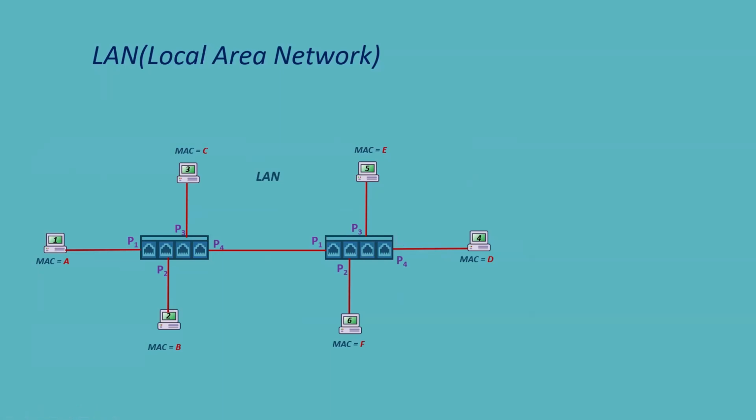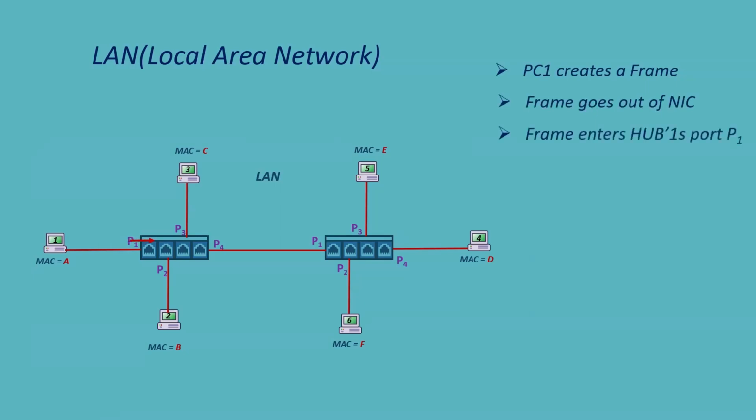PC1 wants to send data. Let us say it wants to send data to all, a broadcast. So it creates a frame, and the frame goes out of the NIC like this. The frame enters hub port P1. Remember the property of the hub: when it receives a frame, it blindly makes copies of it and floods them out of the other ports. In this case, it has received it on port 1, so it will make copies for P2, P3, and P4 and send them. Again, to keep the matter simple, I am just denoting the frame with an arrow and not showing the DA and SA fields here.